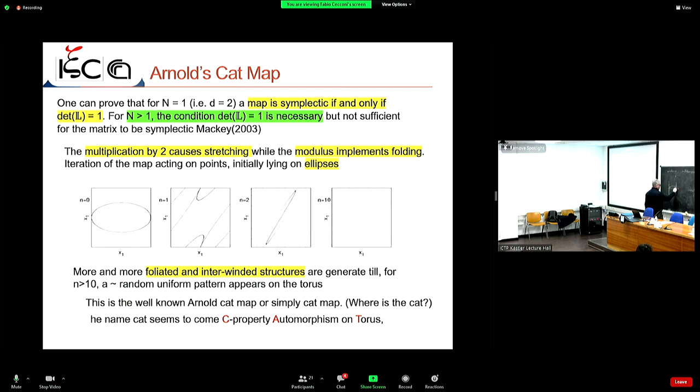You take the ellipsis. The ellipsis is transformed, no? Sorry, the plot is this. This is the ellipsis, and this is the torus, 1, 0, 1. You apply the transformation. The ellipsis is deformed. OK?